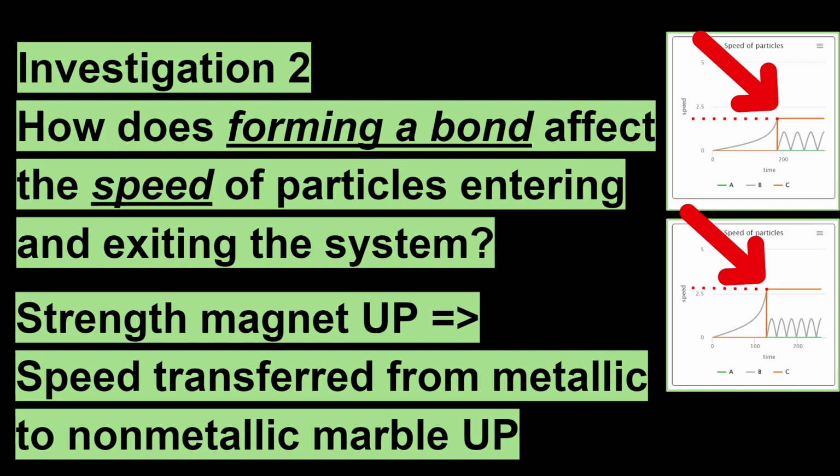The top graph shows a lower speed because the magnet had a lower magnetic force. The bottom graph shows a higher speed transferred from the metallic marble B to particle C, as shown by an increased speed.